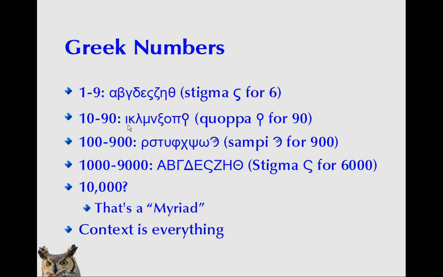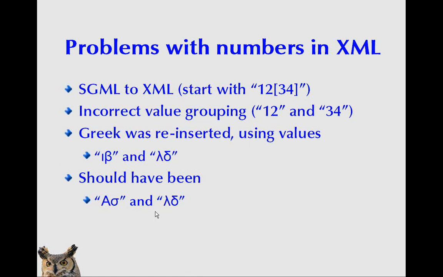Now for 10 to 90, we'd actually go iota, kappa, lambda. We'd start over. We'd go all the way up through 900, where we run out of letters. And so for 1,000, they'd start on the capital letters. You can put together a number like 9,999, but what happens after that, what is 10,000? Well, the Greeks called that the myriad. So that's where we get our word myriad. There's your word for the day. And of course, trying to decipher these things, context is everything.